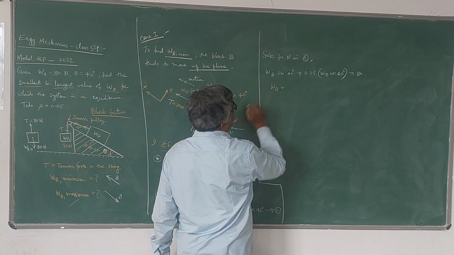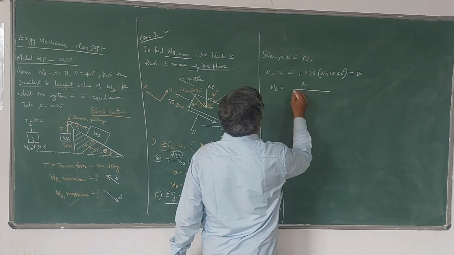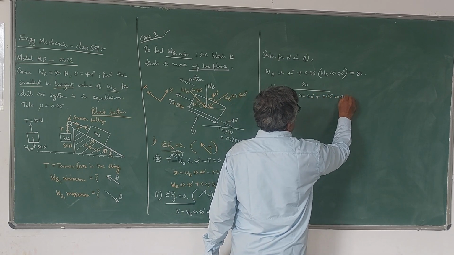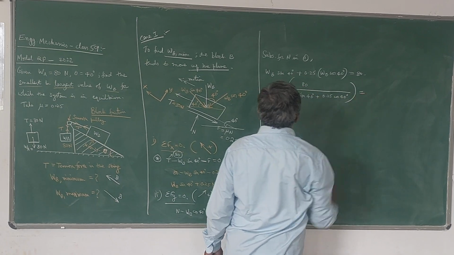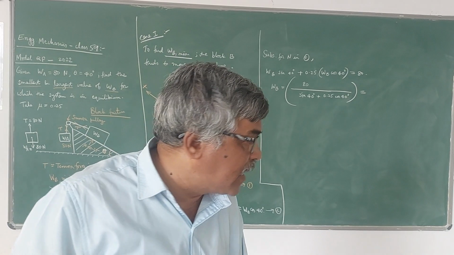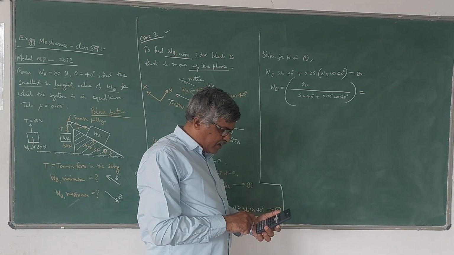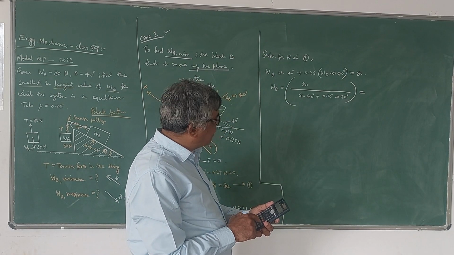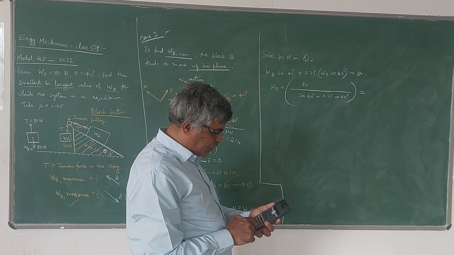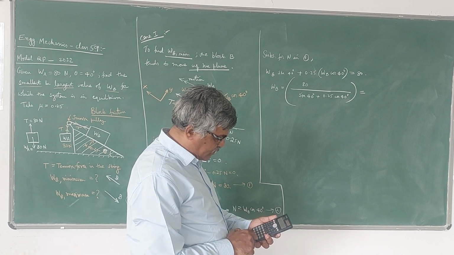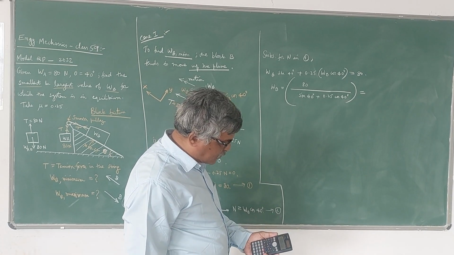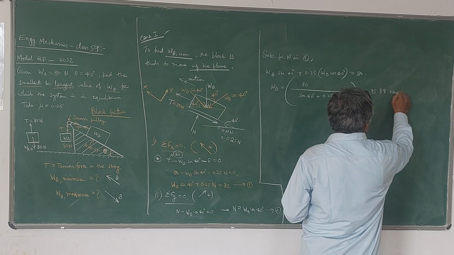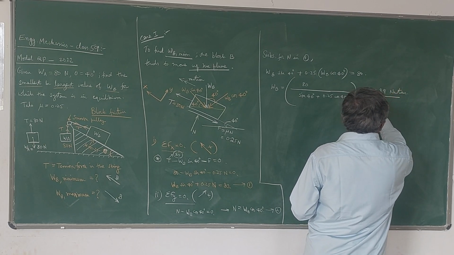In other words, WB will be equal to 80 divided by sin 40 plus 0.25 cos 40. We just have to simplify this. If you simplify this, the denominator is sin 40 plus 0.25 into cos 40. So take the reciprocal of that into 80. So 95.89 newtons. So this is the weight of the block B.